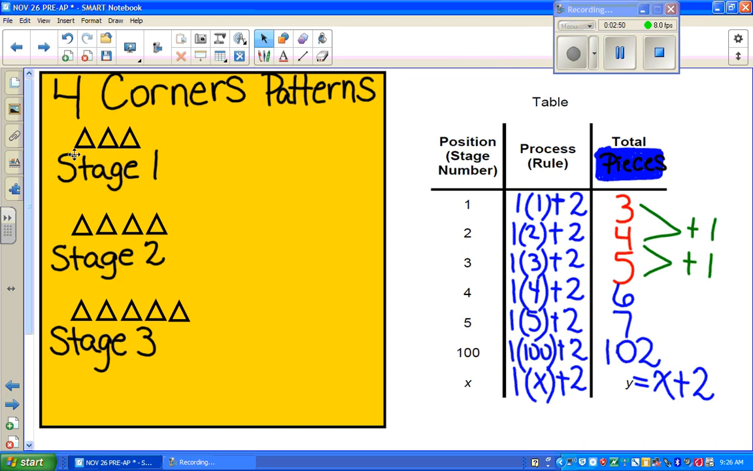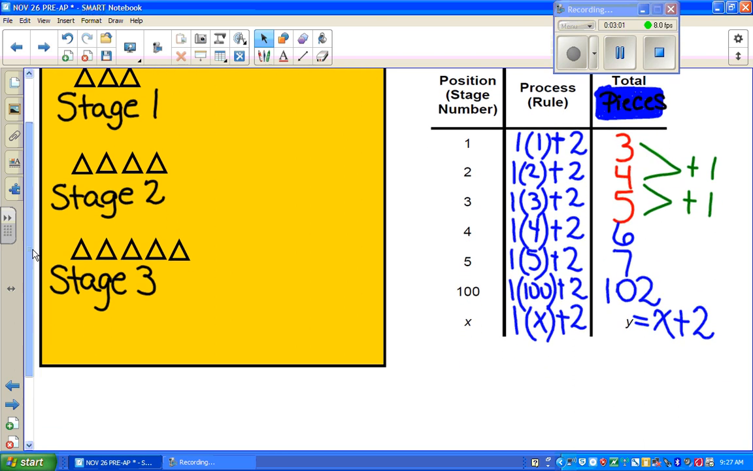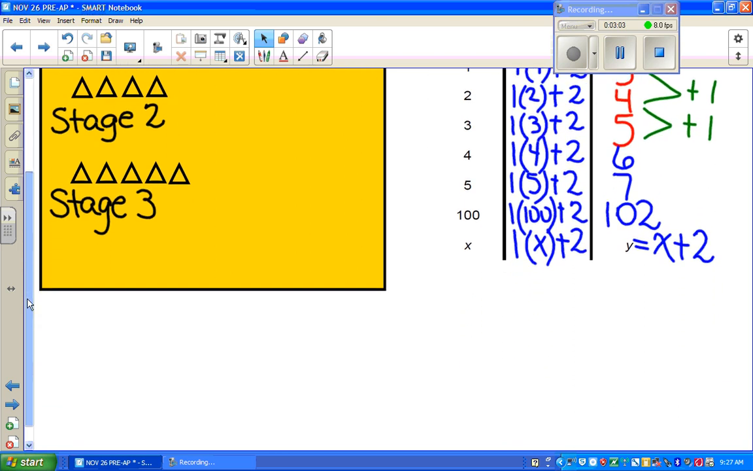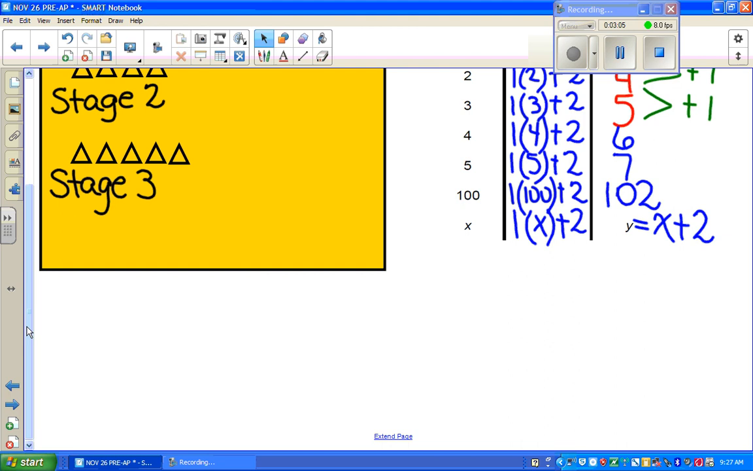Now, I know that would have been a lot easier just to keep going down, plus 1, plus 1, plus 1. But if we're trying to find the rule, you need to remember that whatever our pattern is going to be, that's our multiplier. That's what we're going to multiply the stage by. So let's look at the bottom 4 corners.